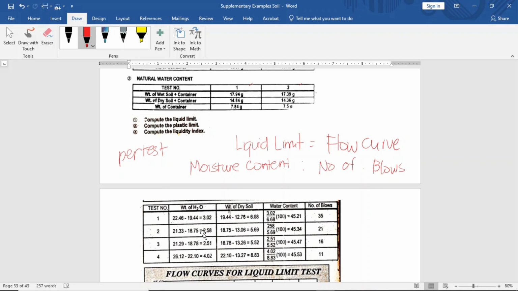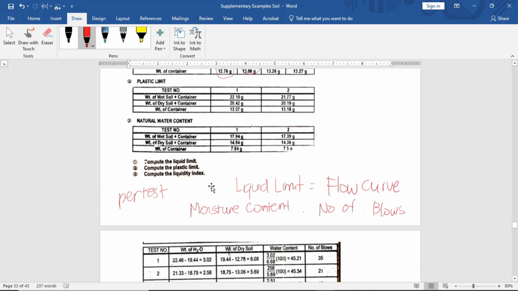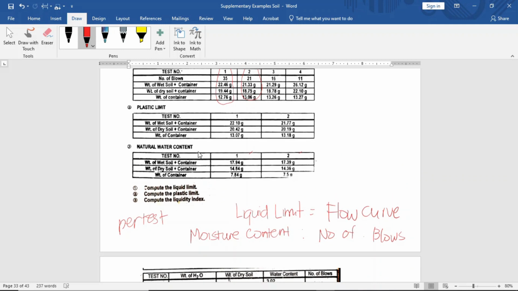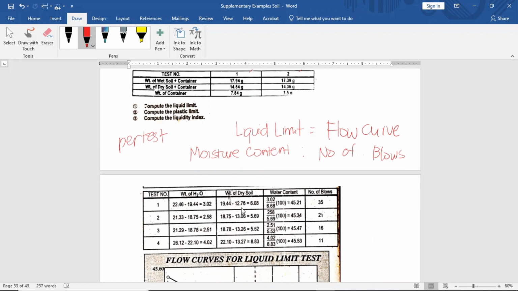So, para naman sa weight of dry soil. Paano natin mahanap yung weight of dry soil? Ito lang, weight of dry soil plus container minus natin yung weight of container. So, for example, 19.44, ito yung weight of dry soil plus container. Tapos, ito naman, 12.76, yan yung weight of container natin. So, ito yung para sa test 1. Ito naman yung para sa test 2, test 3, test 4.